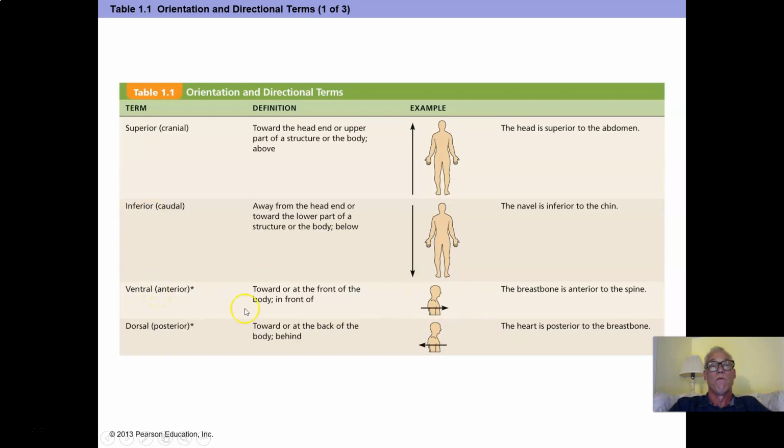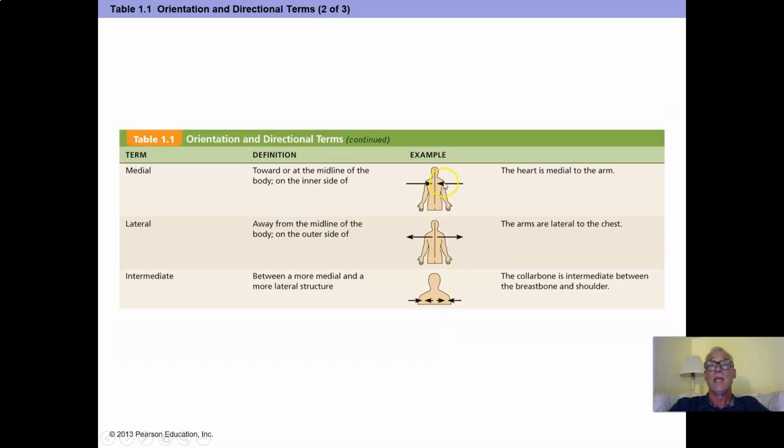Ventral refers to the anterior of your body in anatomical position. Dorsal refers to the posterior direction on your body. Anything that's farther towards the back is more dorsal than some other structure in your body. Any part of your body that's closer to the center line of your torso than some other part is said to be medial to it.